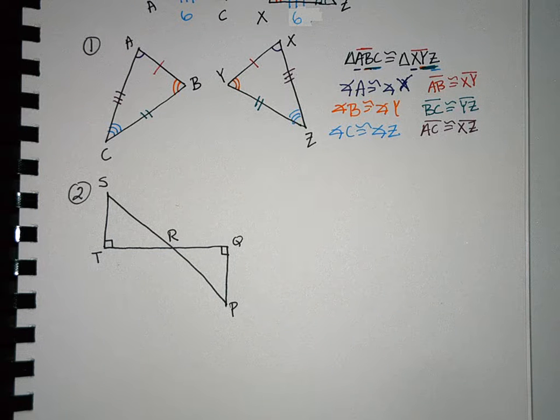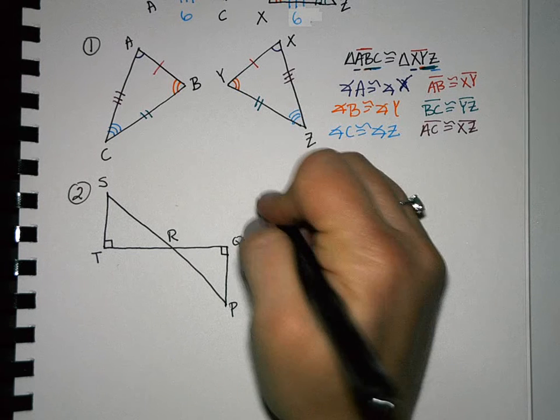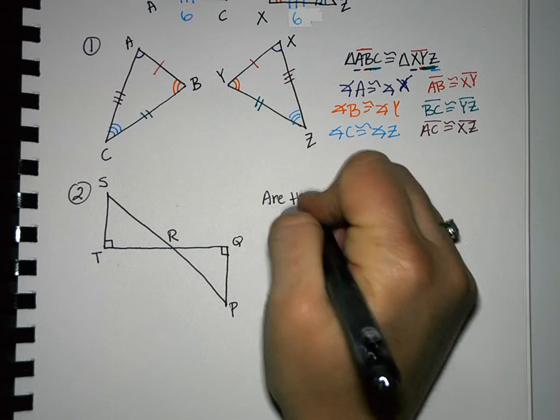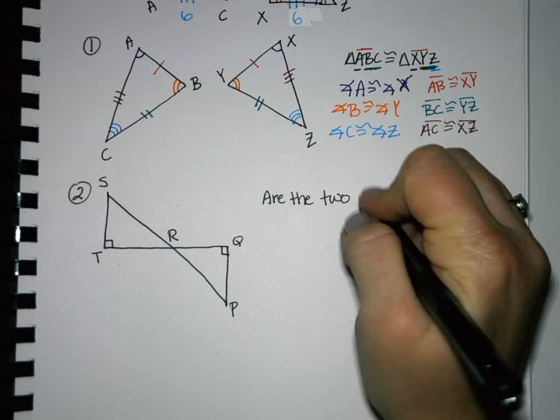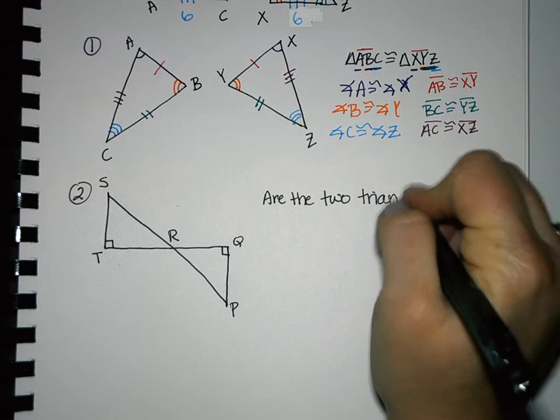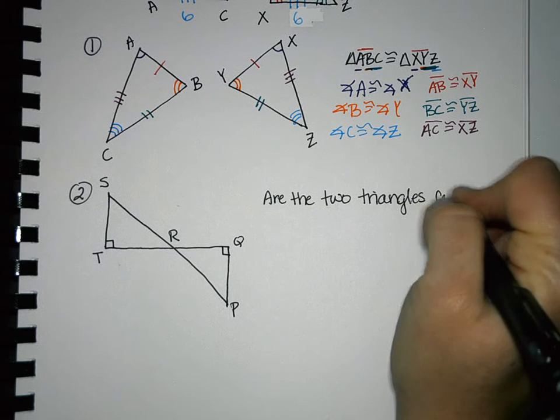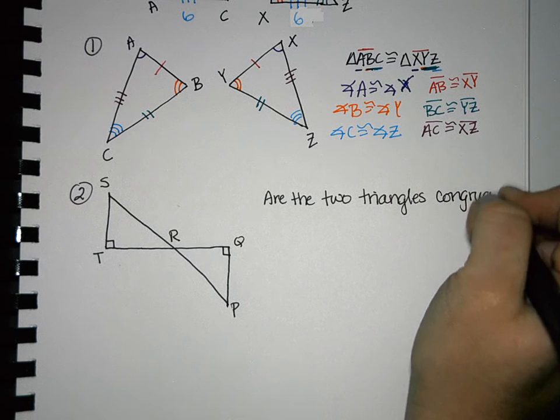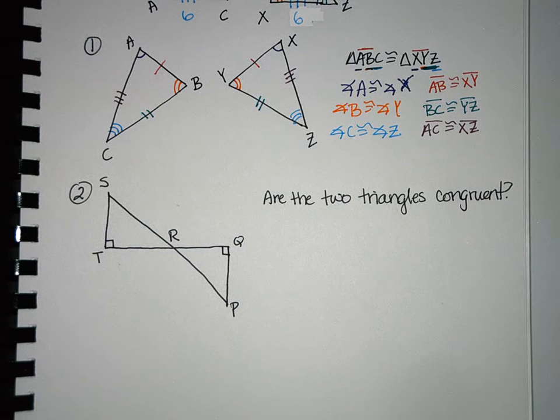So then we put our labels on it, and I'm going to tell you that T and Q are 90 degrees. And here's what the question will ask you. Are the 2 triangles congruent? So what we're going to try to figure out is, do we have enough information to say, yes, these triangles are the same shape, same size? Or do we not know enough information to say that?